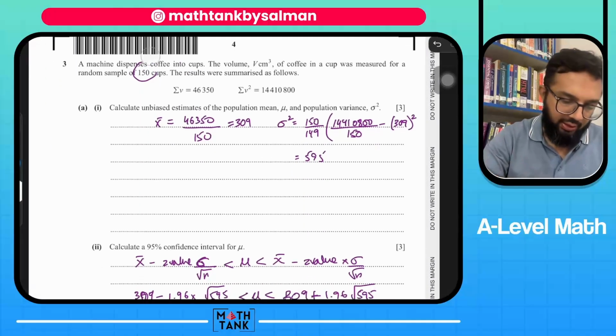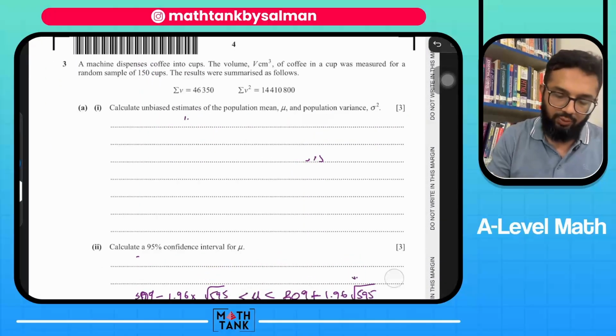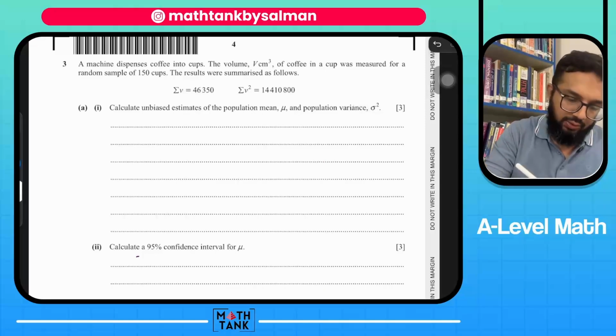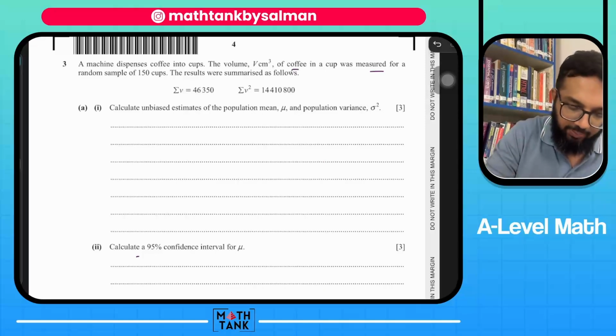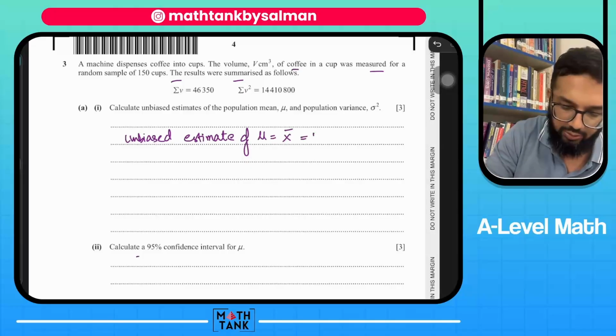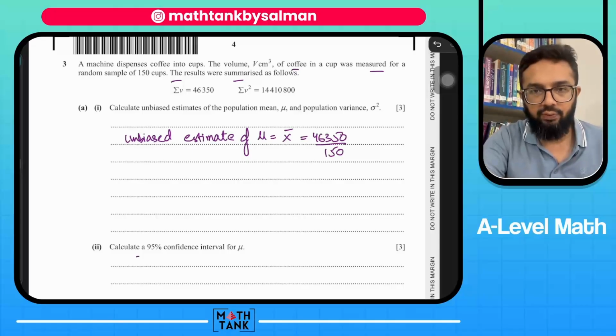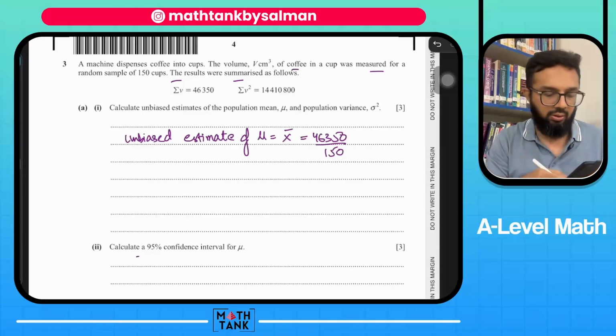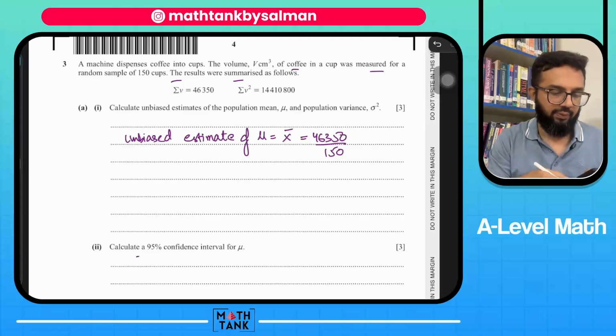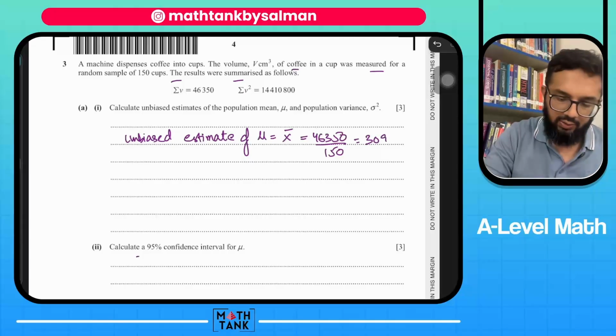Okay, question number 3. I've already solved this, but I'm going to solve it again for the recording. It says a machine dispenses coffee into cups. The volume is given by a random sample, and the result is summarized as follows. The unbiased estimate of mu is x bar, which is 46350 divided by 150. That is 309. That's an exact answer.